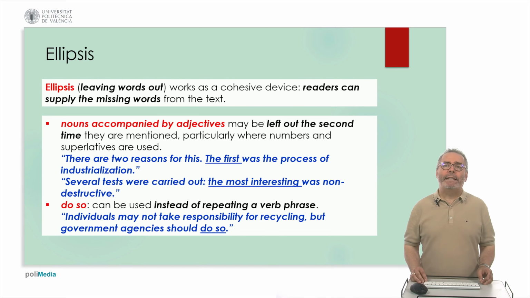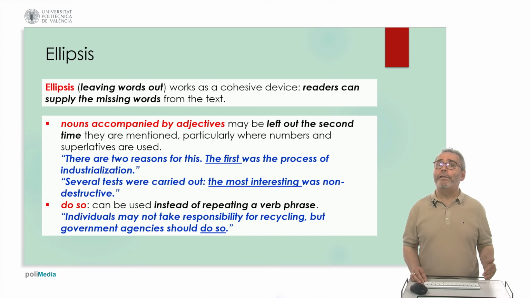Also, ellipsis has its role in cohesion. Ellipsis means to leave words or expressions out of the text. It works as a cohesive device because readers can actually supply the missing information from the text. For example, nouns that go together with adjectives may be left out the second time you mention them. For example, there are two reasons for this.